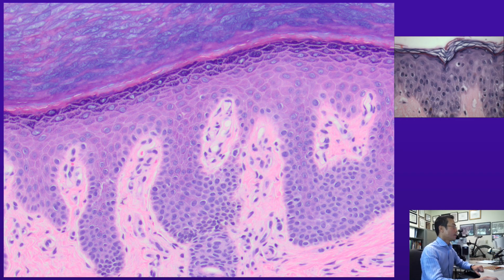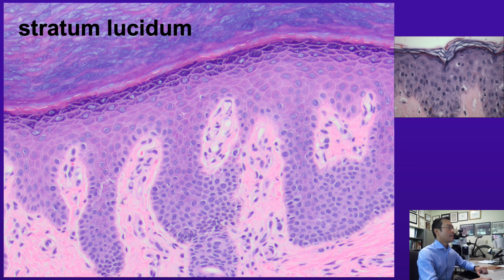Last but not least, but sometimes forgotten by me, there's one last stratum or layer in the skin, and it's generally only seen on acral skin. This is the stratum lucidum. This is a relatively pale or clear or lucid layer between the stratum corneum and stratum granulosum.